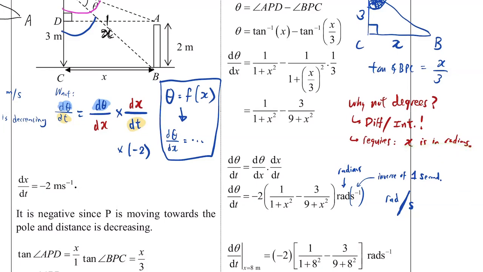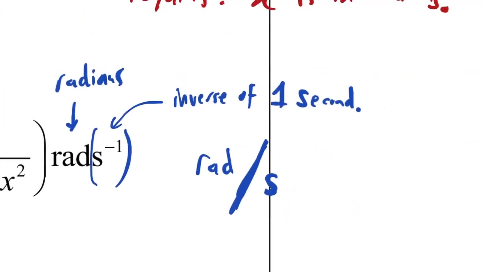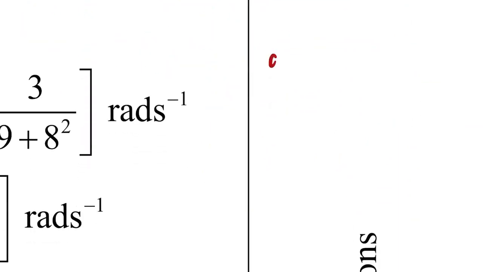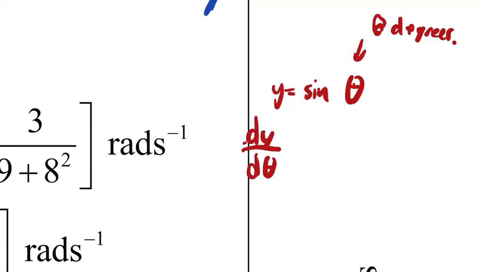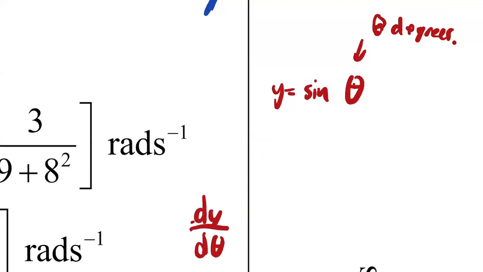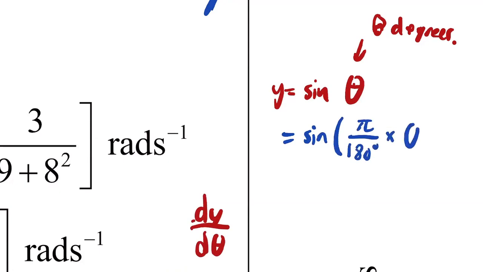If it's in degrees, you have to convert into radians first, then after that you differentiate. So you need to use chain rule. In other words, if, for example, you have y equals sine theta, where theta is in degrees, then how do we differentiate dy by d theta? We cannot differentiate unless we do one more step. We have to convert this into radians. So pi over 180 degrees times theta.